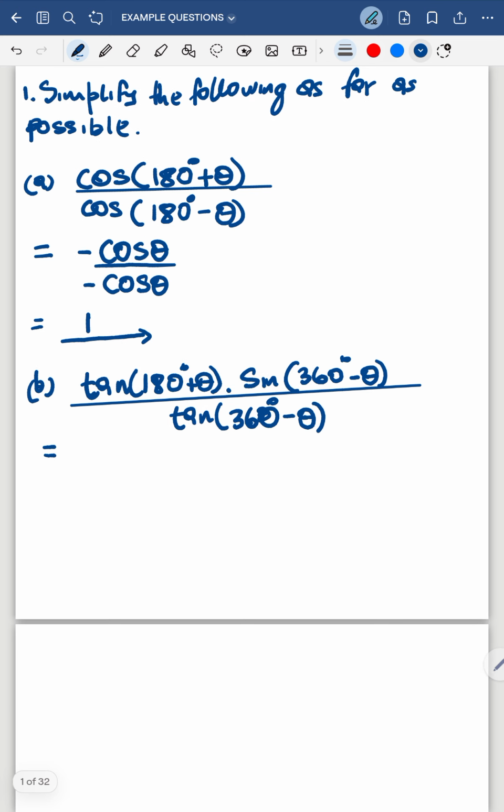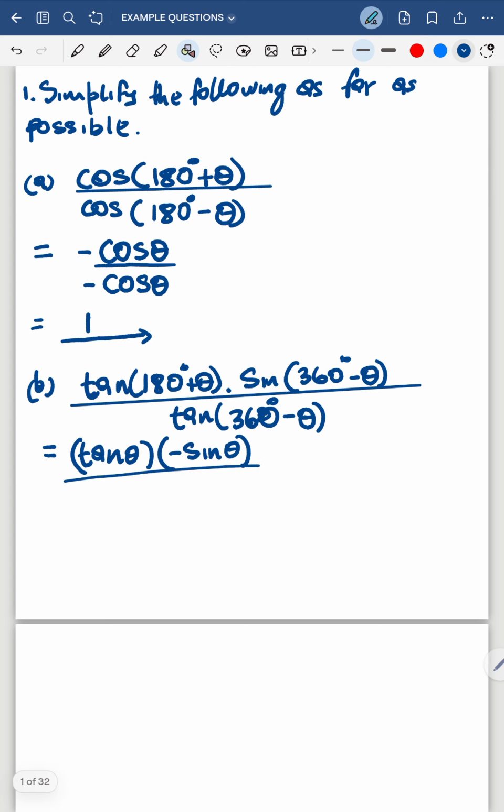So the answer here: 180 degrees plus theta is the third quadrant. So how is tangent in the third quadrant? It's positive. So you're going to write positive tangent theta. We put it in brackets now because we want to protect the signs. Then sine of 360 degrees minus theta. How is sine in the 360 degrees minus theta? It's the fourth quadrant. So how is sine in the fourth quadrant? It's negative sine theta.